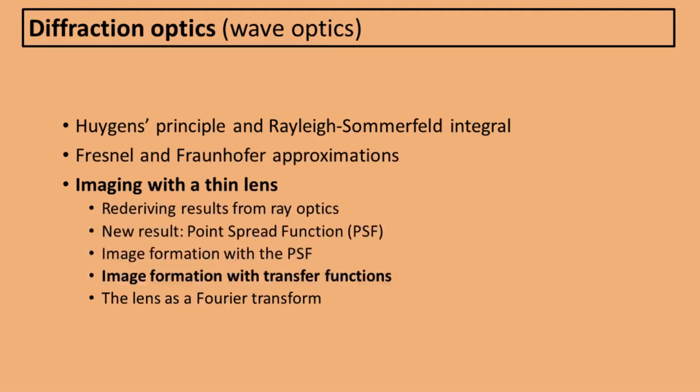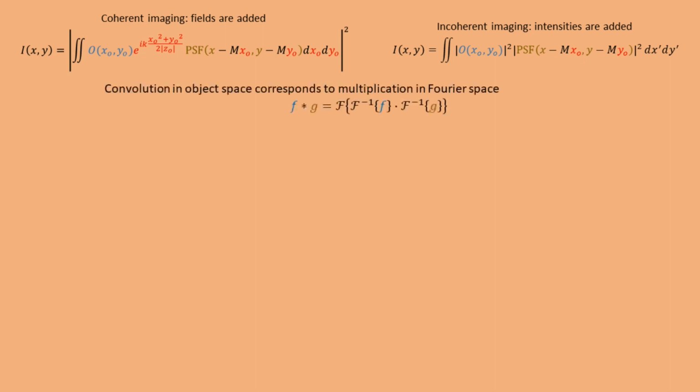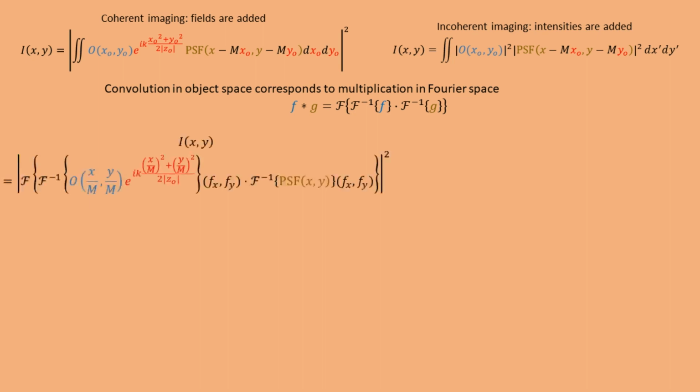We've just described how the image is formed by shifting and adding point spread functions, but there's another way to describe image formation which uses transfer functions. We obtain two expressions for the image formed in the coherent and incoherent case. One can recognize that these two expressions contain convolution integrals, and from Fourier analysis we know that a convolution in object space corresponds to a multiplication in Fourier space. So let's write these expressions for the image as a multiplication of Fourier transforms.